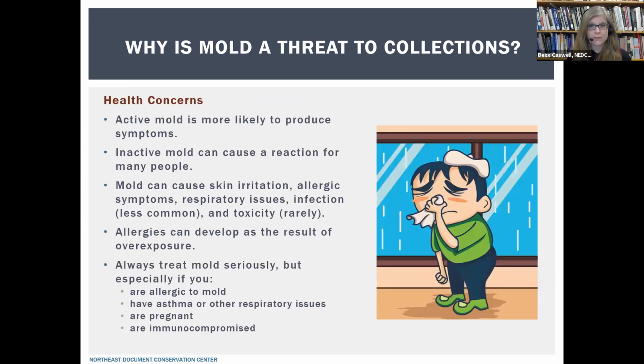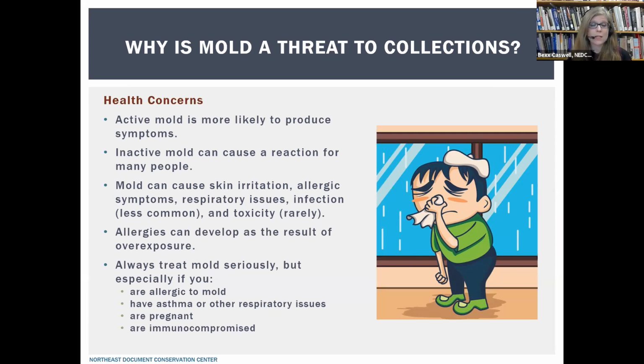Mold does present some serious health concerns. Active mold, which is actively growing mold, is going to be more likely to produce symptoms or a reaction, but inactive mold can also produce a reaction in some people, or actually in many people. The effects of mold that we're going to feel can include skin irritation or a rash. You can have allergic symptoms that mimic hay fever, like itchy eyes, runny nose, even a cough or congestion. Less commonly, you can get an infection, and that would be something that is going to be in your lungs. And then I would say for humans, rarely toxicity, which would be poisoning.